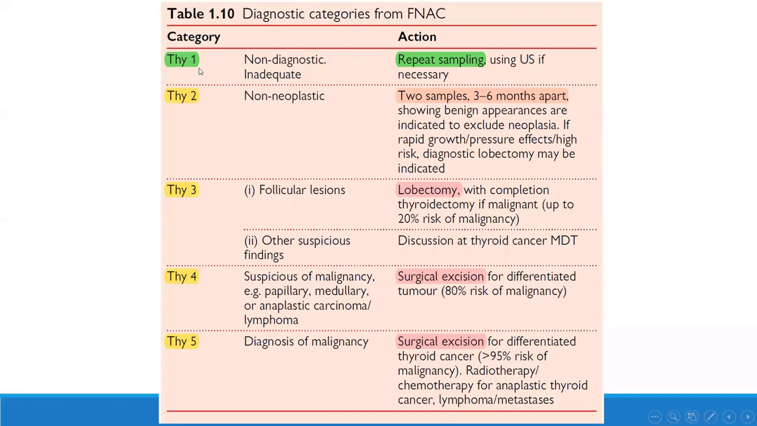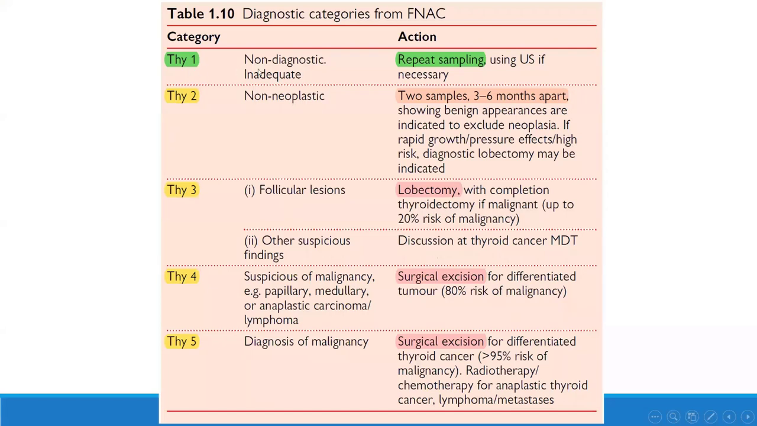What is the next option if category 1? Repeat sampling. Category 2, two samples 3 to 6 months apart showing benign appearance are indicated to exclude neoplasia. If rapid growth, pressure effects, or high risk, diagnostic lobectomy may be indicated in some cases. Because in some exams, for example, they mention a thyroid cytology showing category 2, and after repeating it, there is category 2 again. But in our test scenario, there is a suspicious feature. What is the next option? To do diagnostic lobectomy in this case.